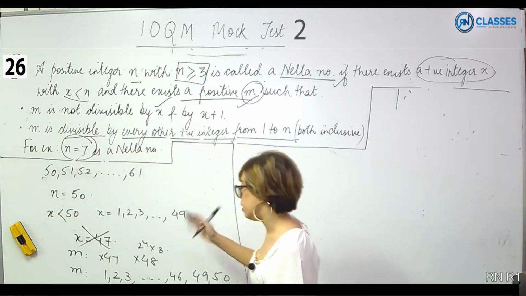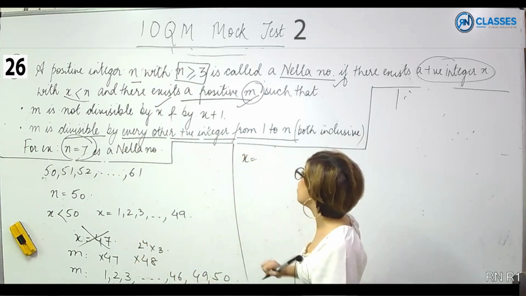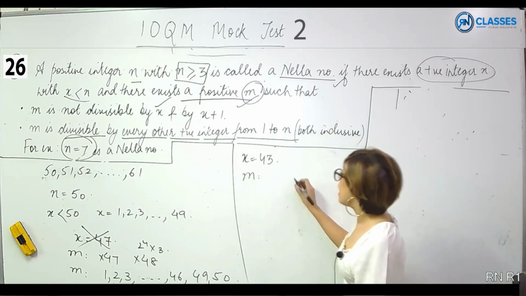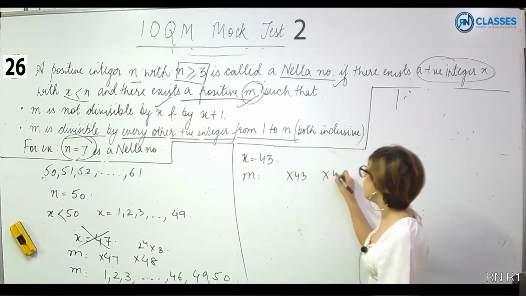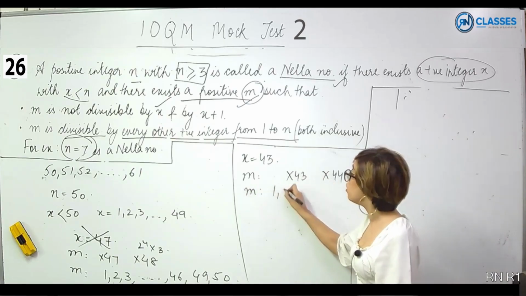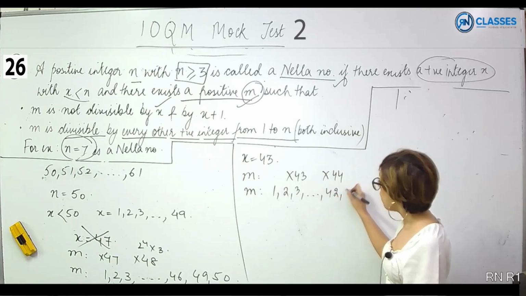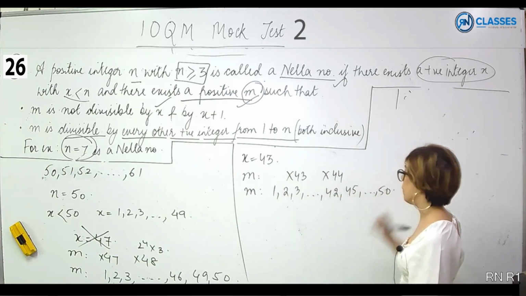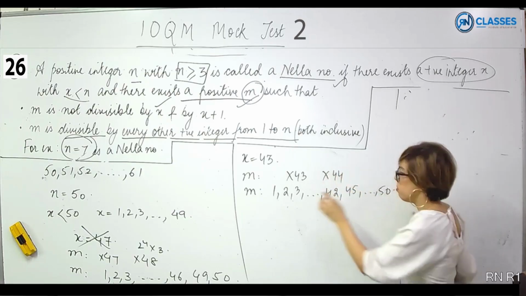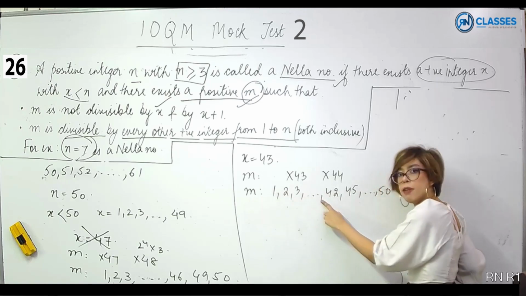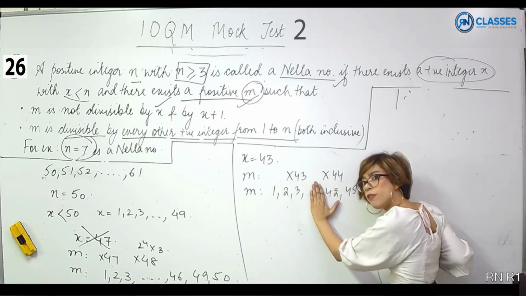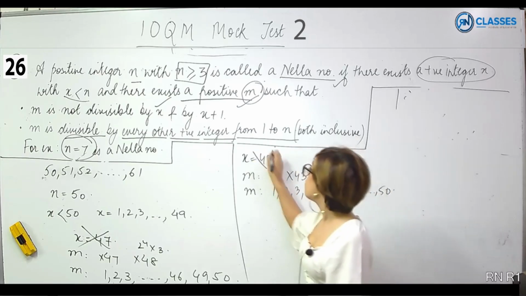Let me go further down. Instead of that, I can take x equal to 43. That means I want m such that it is not divisible by 43 and not divisible by 44. And m should be divisible by every other: 1, 2, 3, then 42, 45, and so on till 50. Because 44 is 4 into 11, m is divisible by 4 and m is divisible by 11. So if it is divisible by 4 and 11, it has to be divisible by 44. Contradiction is there. That means x cannot be 43.